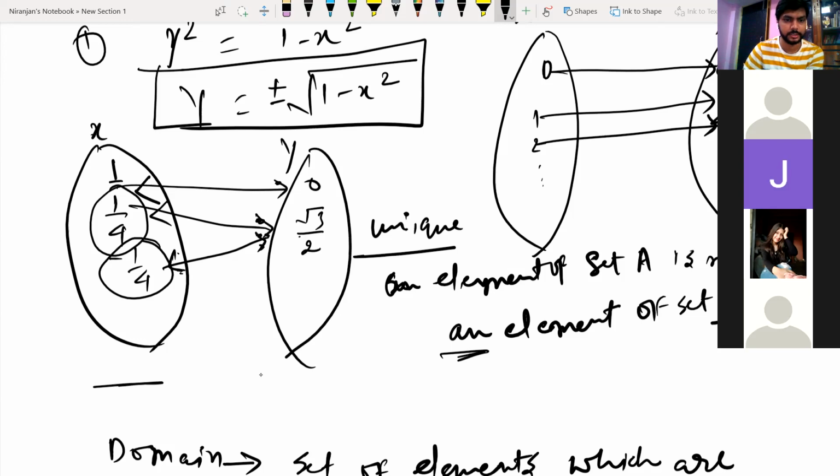You got it. So when you put root 3 by 2, you will get two different elements. Yes, sir. Now you got it. I'm really sorry. I missed that point. Thank you for pointing out. All right.